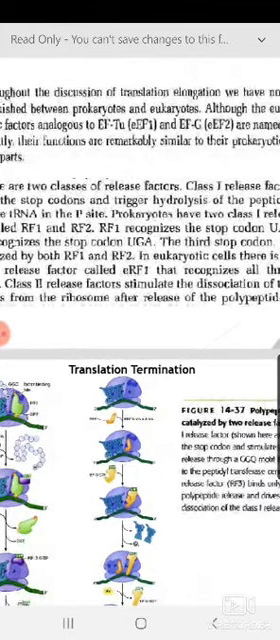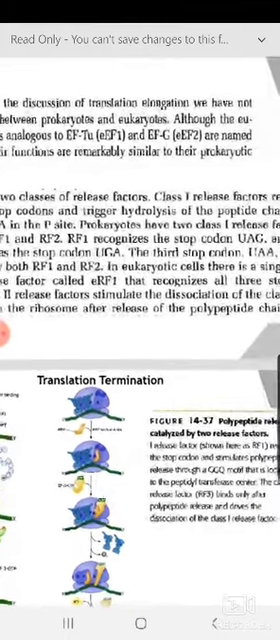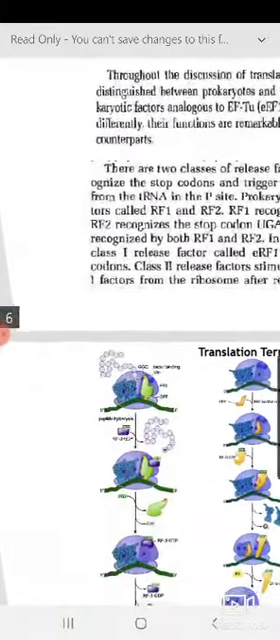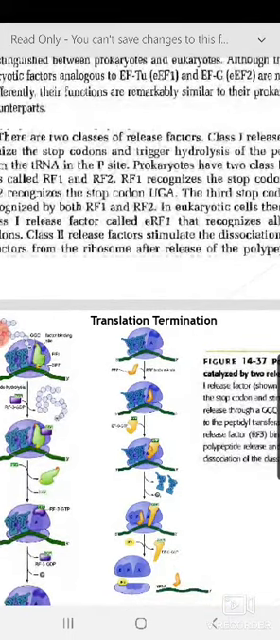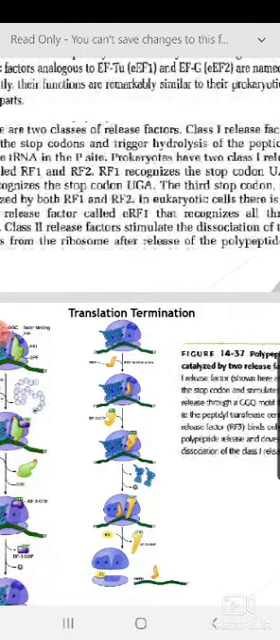Now there are two classes of release factor which help to release the protein: class 1 and class 2 factors. Class 1 release factors actually recognize the stop codon and hydrolyze the growing polypeptide chain. Remember, class 1 recognizes the stop codon and hydrolyzes the growing polypeptide chain. But then what is the function of class 2? Class 2 factors remove the class 1 factor, which is still there after this hydrolysis, and eventually remove all other factors also.